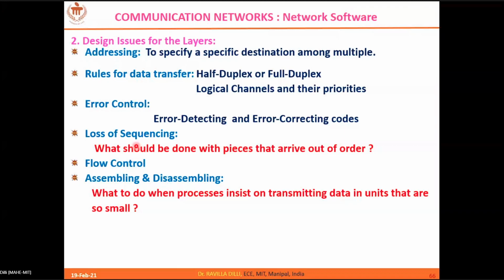So how do you handle this out of order content? That is assemble and disassemble. Similarly, multiplexing and demultiplexing is how you are going to multiplex the data belonging to different users, and how you are going to deliver the data at the receiving end.